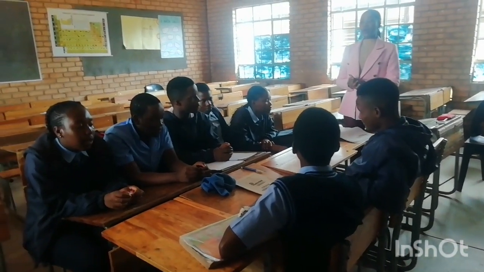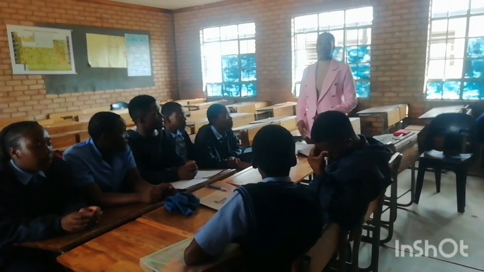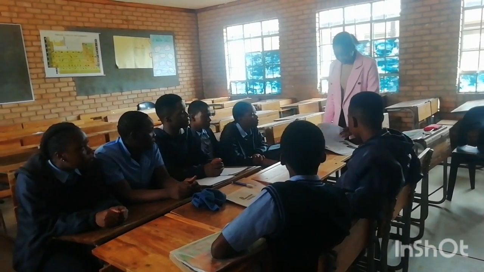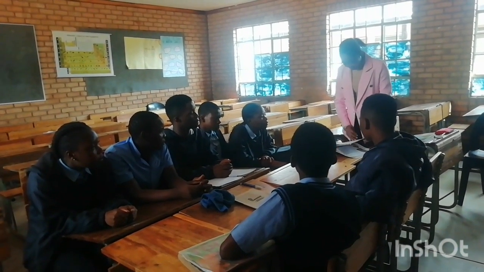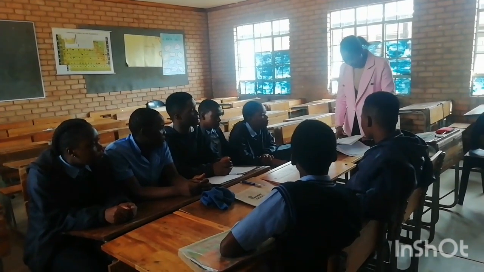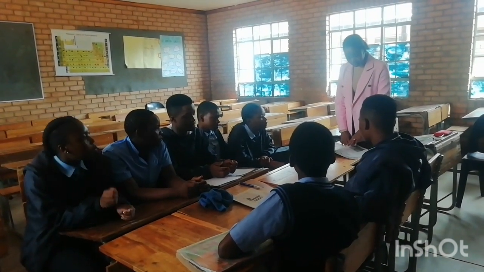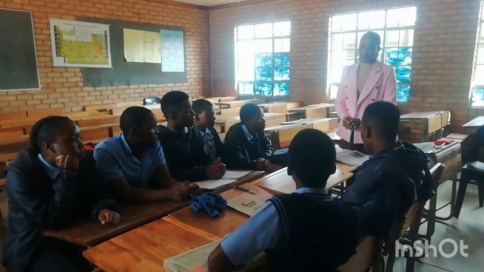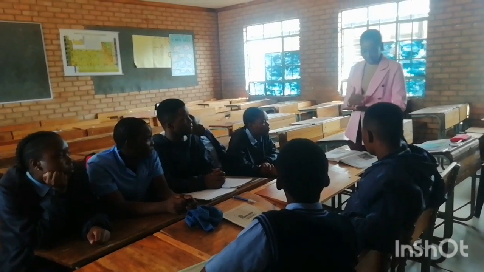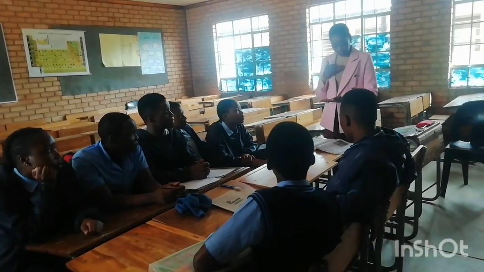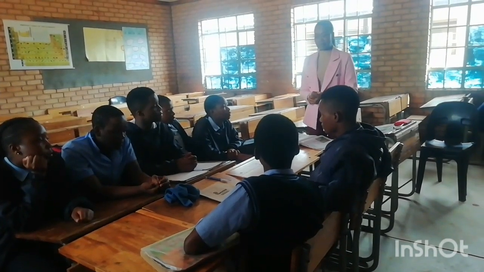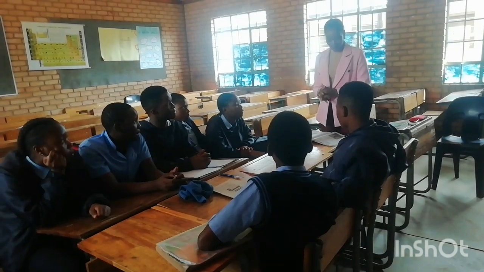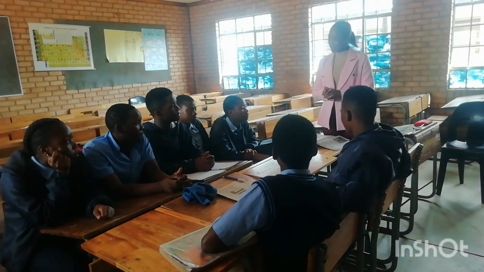So now we are introducing a new concept. What we're going to learn today is chapter 5, support and transport system in plants. But we are going to concentrate on the anatomy of dicotyledonous plants. That's what we are going to learn about. Is there anyone who knows anything about the anatomy of dicotyledonous plants?